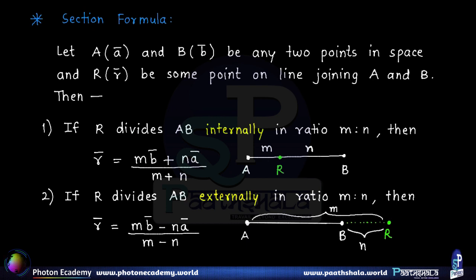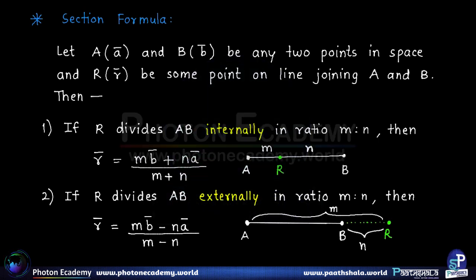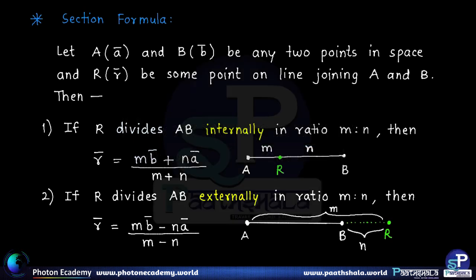So here by internal division we are aware that it means point R lies between A and B as shown. On the other hand, if R divides AB externally in the ratio m:n, then r bar will be given by (m b bar minus n a bar) whole upon (m minus n). Now in case of external division, the ratio m:n means that it's the ratio of distances of the dividing point R from A and B respectively, right? So here the distance AR is to distance BR, that is m:n.